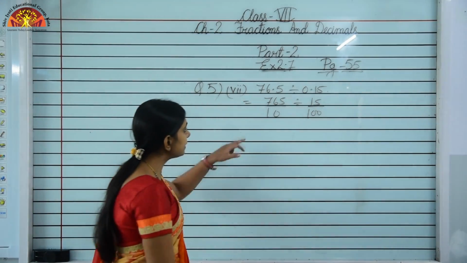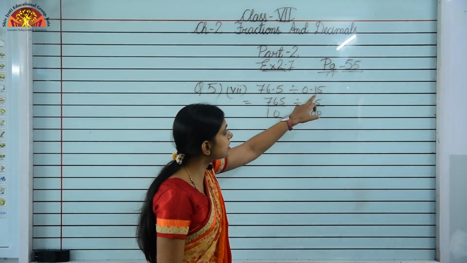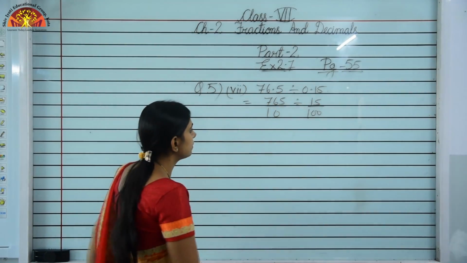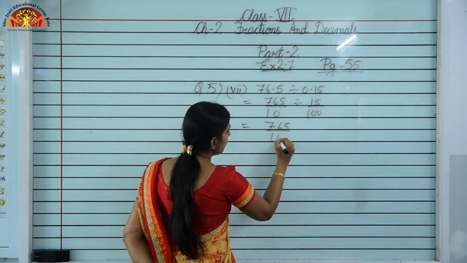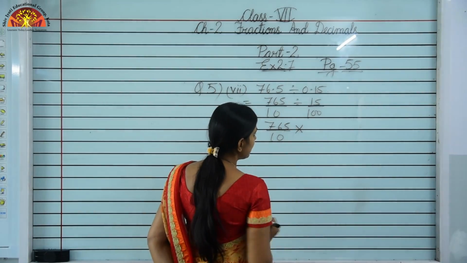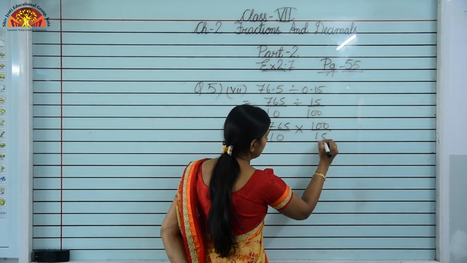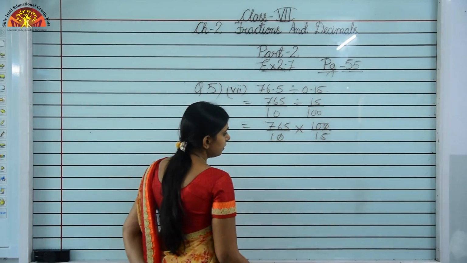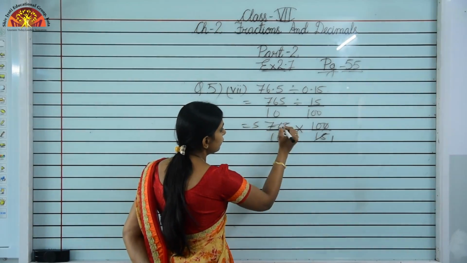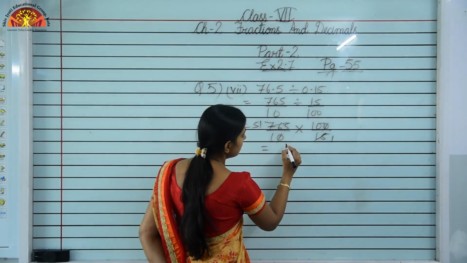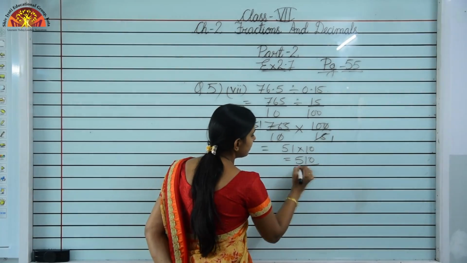Why are we dividing by 10? Because after the decimal there is only 1 digit, and here after the decimal there are 2 digits. So we are dividing by 100. Now the first fraction will remain as it is, 765 upon 10. This division will change into multiplication. You have to take the reciprocal of the second fraction. So 100 upon 15. 0 and 0 cut. Okay. 15 ones are 15. Okay. 15 5s are 75 and 15 ones are 15. So it is 51 into 10. So your answer is 510.